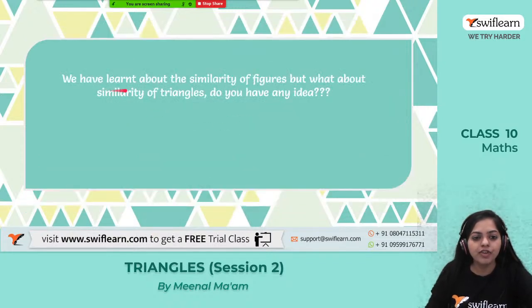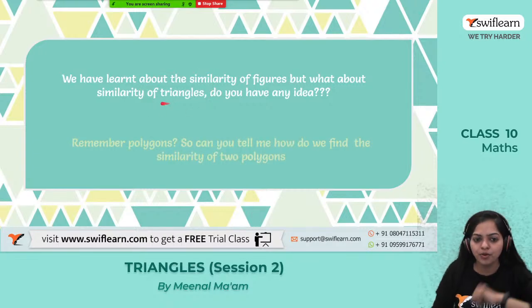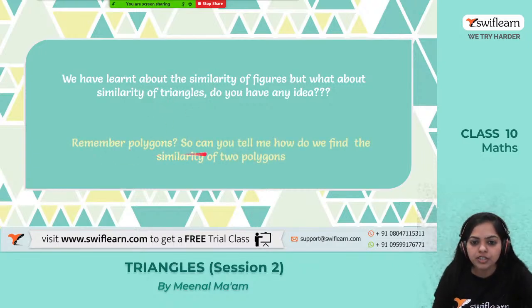Alright, so we have learned about the similarity of figures. But what about the similarities of triangles? Do you have any idea about the similarities of triangles? Yesterday we also discussed the similarities of polygons. And is a triangle a polygon? Let's have a look. Remember polygons? Can you tell me, do we find the similarity of two polygons? Yes, yesterday we discussed it.